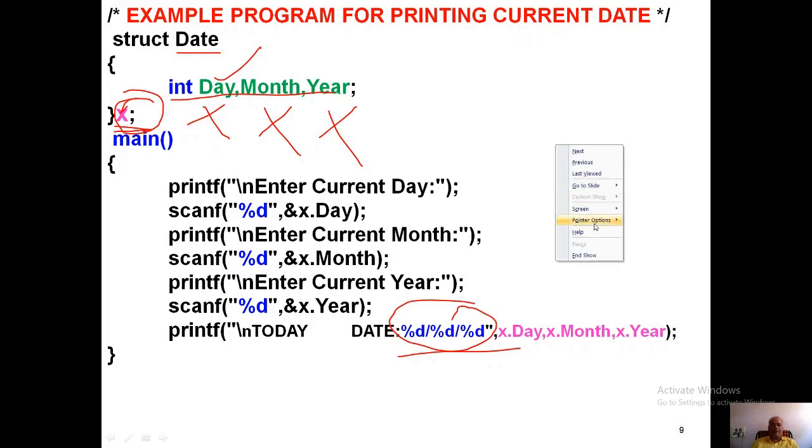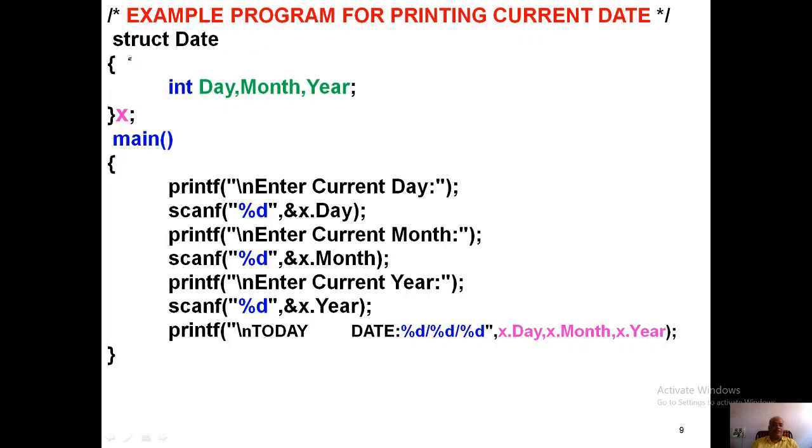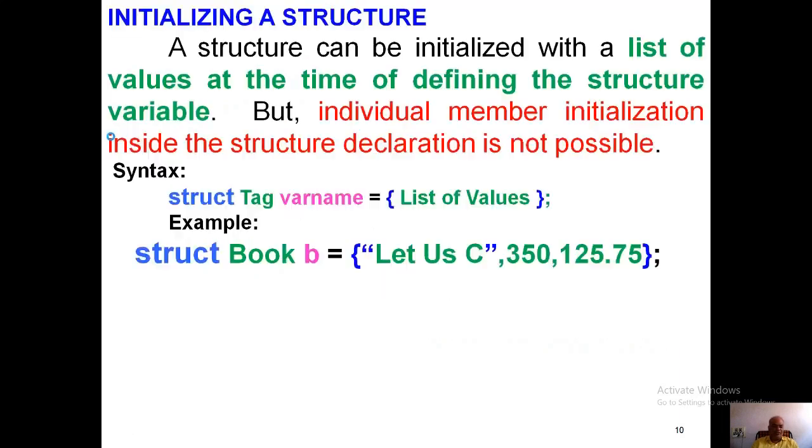So whenever you want to define any structure, the structure can be declared by using the keyword struct, and that can be referred with one variable name. Always members of the structure can be referred through that variable name only. Initializing the structure.